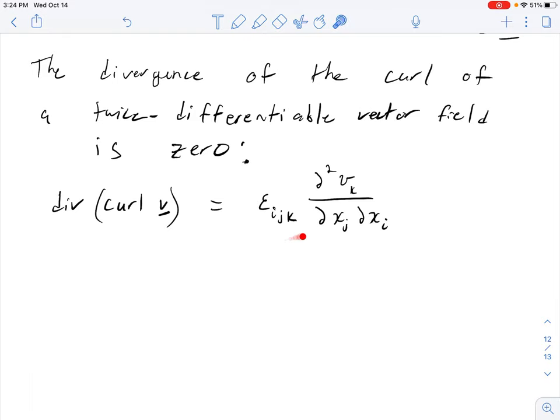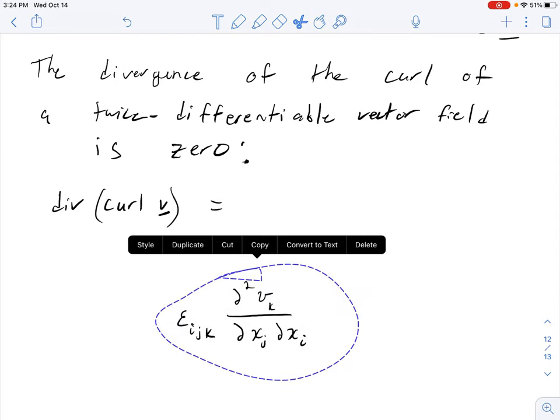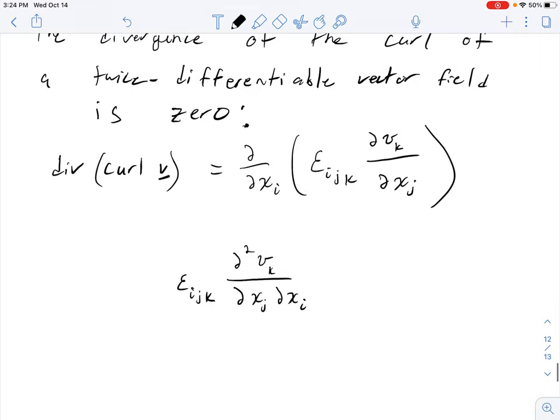We'll write that out in full here. Textbook skipped this step, but we'll make it less confusing. So this is the partial with respect to xi. This is the divergence part of epsilon ijk partial vk partial xj. All right, so that's where this comes from.